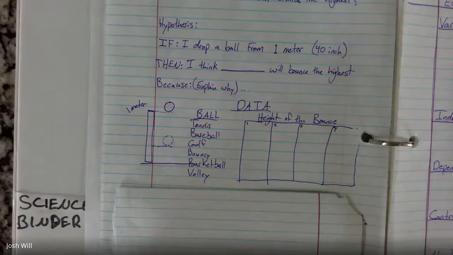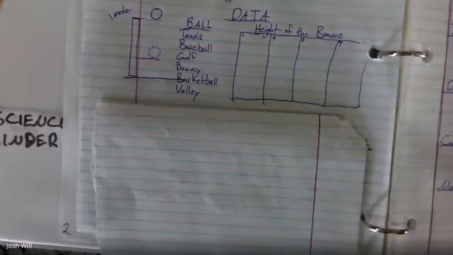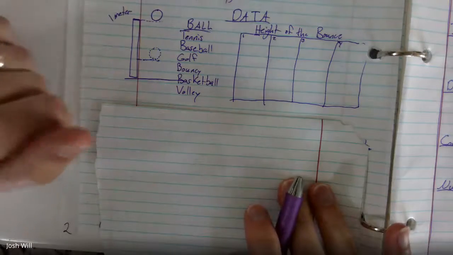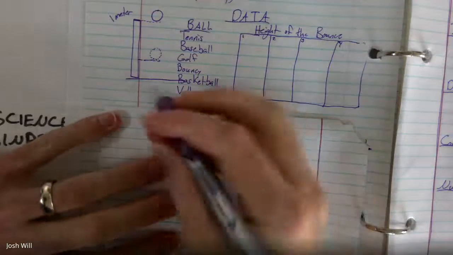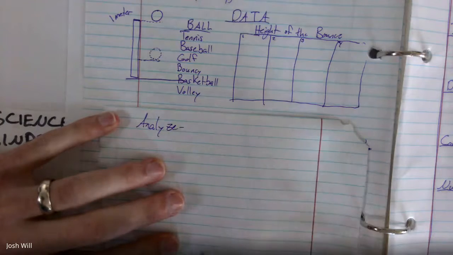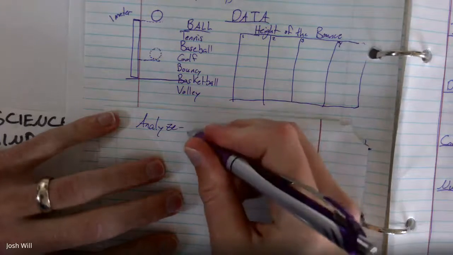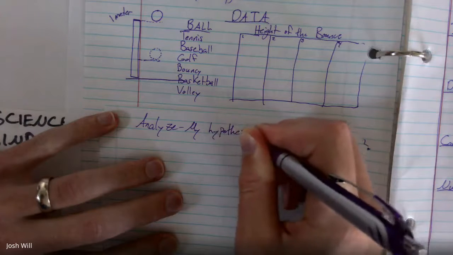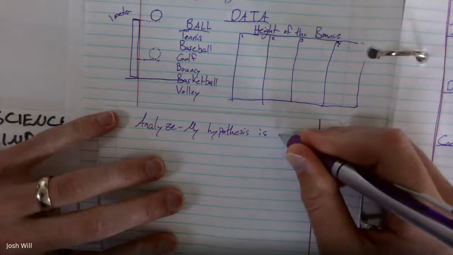Should I put this like this so I can write on it? The next thing we need to do is analyze. So we've done our question up top, we've done our hypothesis, we've done our test, we've got our data, and we need to analyze. Analyzing our data, we can see if our hypothesis is correct. So my hypothesis is, let's say it was correct.